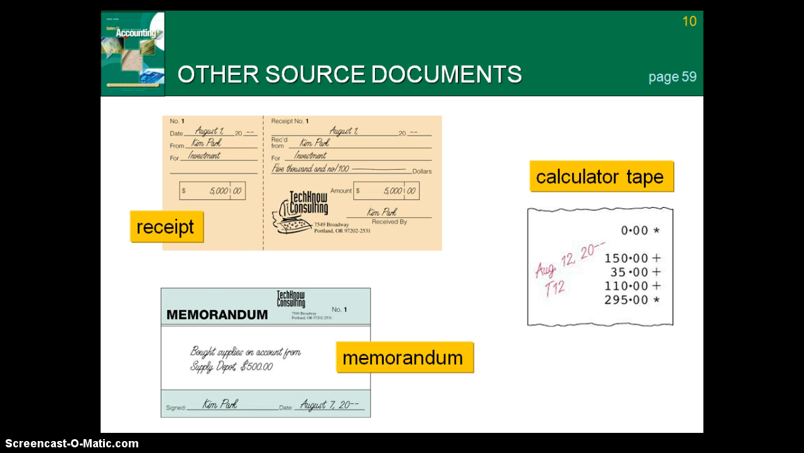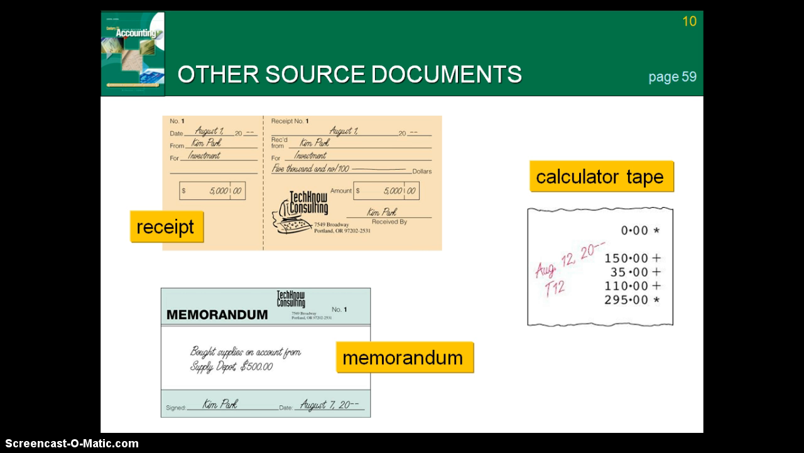And finally, we use calculator tapes. You can think of these as a register tape also. This is when cash is paid for sales. And so if you think about Corner Stop, they run a lot of transactions through. So at the end of the day, they will figure out how much total they did in cash sales, and they'll run one receipt for it. So this is a source document that they would use. This helps save time and space in the accounting process.